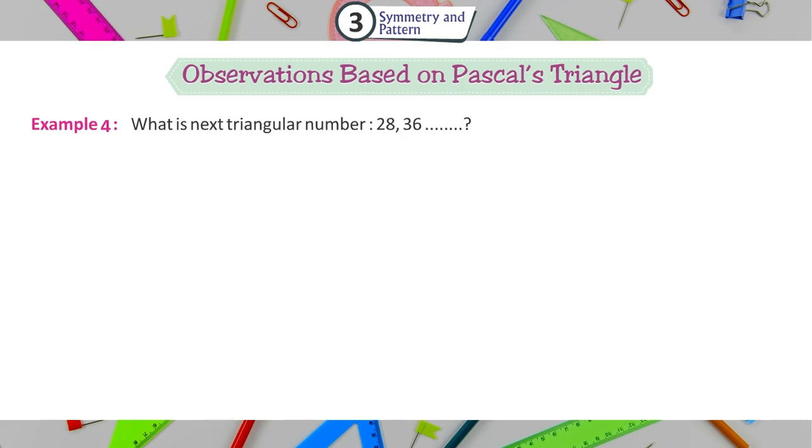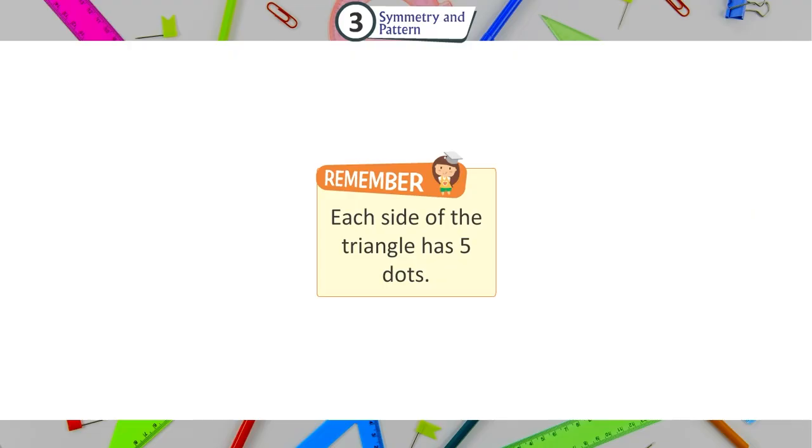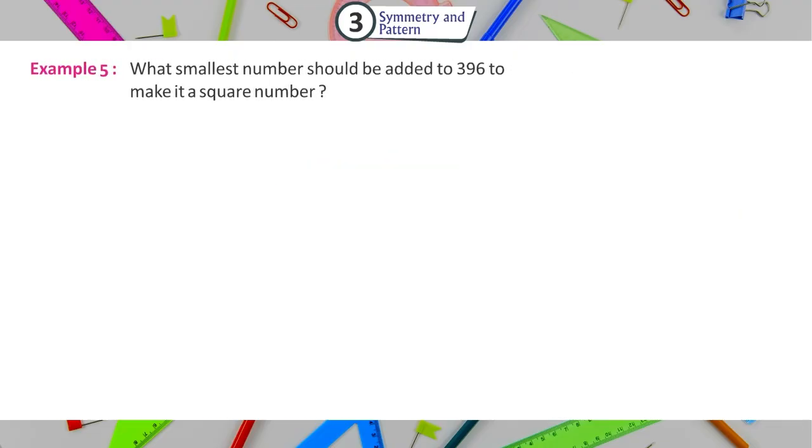Example 4. What is the next triangular number? 28, 36. Solution. The difference between 36 and 28 is 36 minus 28, which is equal to 8. Therefore, the next triangular number is 36 plus 9, which is equal to 45. Remember, each side of the triangle has 5 dots.